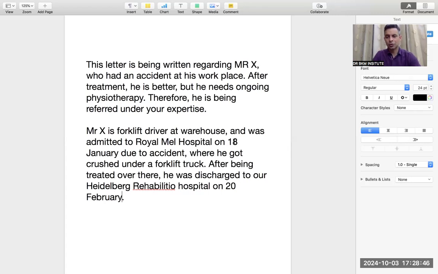So you can see he got treatment of 1 month in that hospital. If treatment would have been given, I would have mentioned something. But please note, if a lot of treatment had been given in the hospital, you don't write everything, because now you just want to refer the patient for physio. You want to tell the physio he had an accident, and then he went to Royal Melbourne Hospital. After that, he was sent to us for rehabilitation. Okay, so what did we do?